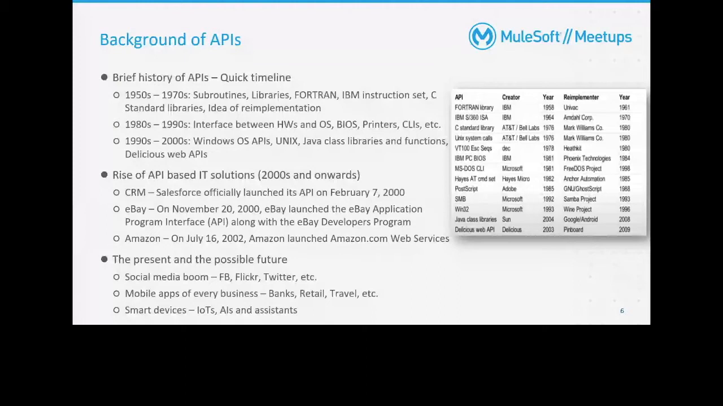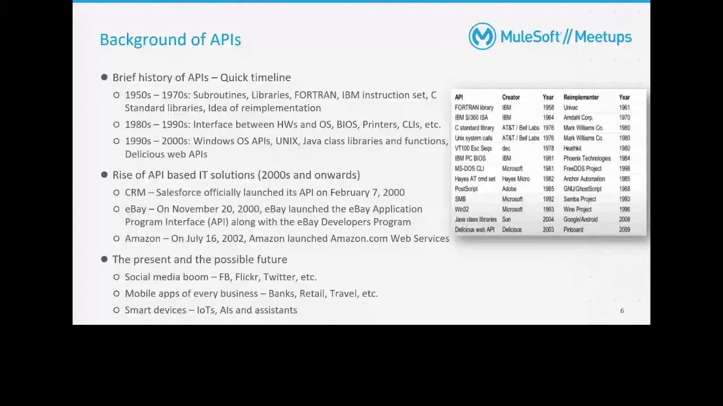So this was the start of modern APIs as we know them, and everyone started realizing the value of APIs and approaching them. So that's the decade of 2000, but then let's look at the present and the possible future.